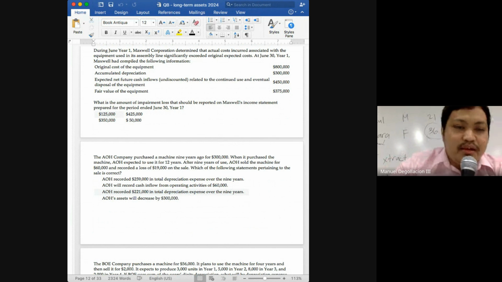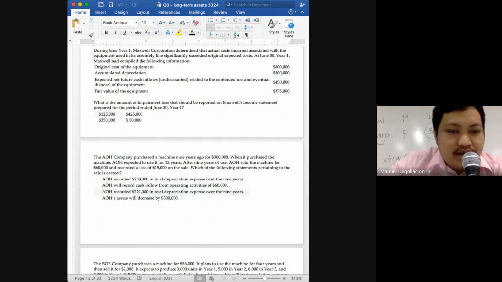If the carrying amount is 79, how much then must have been the accumulated depreciation? So what do you do? Remember, how do we solve for the book value? Original cost minus accumulated depreciation. If original cost is 300 and the book value is 79, how much must have been the accumulated depreciation? 300 minus 79, that would give you 221, and that is letter C.